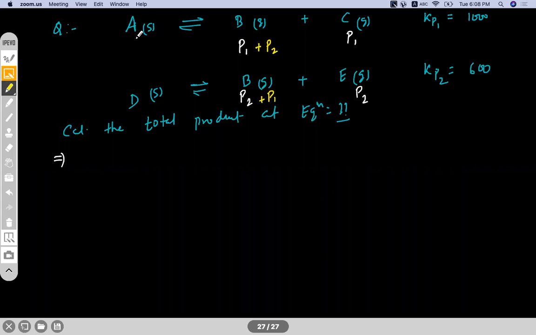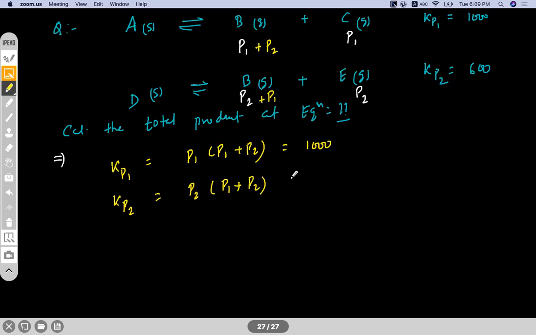For solids, the concentration and pressure we take as unity. We don't consider that in the equilibrium expression because these are incompressible. Hence, the concentration or pressure of solid or liquid, you can assume as unity, one, okay? So the expression of KP1 would be P1 into P1 plus P2, isn't it? It equals 1000 because the solid is one, so we are ignoring that. KP2 would be P2 into P1 plus P2 equals 600, given.